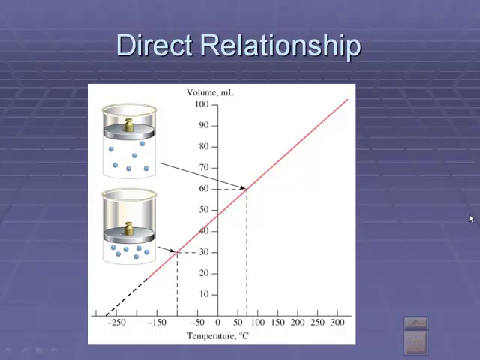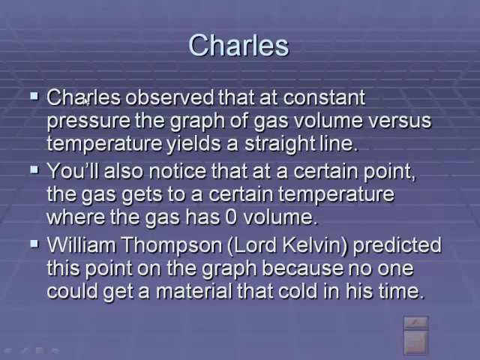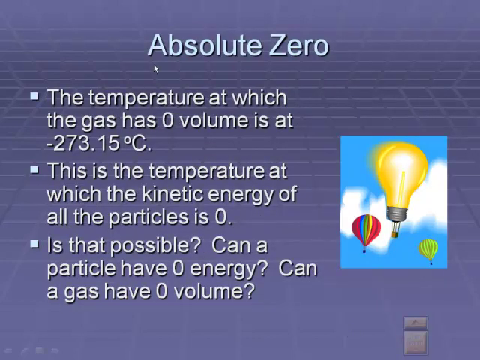Think about this. In order for something to be classified as matter, it has to have mass and take up space. What happens if you take away the space? All right, so this point right here on the graph became very significant, and I think you guys know what I'm talking about, right? It says, Charles observed that at constant pressure, the graph of gas volume versus temperature yields a straight line. You'll also notice that at a certain point, the gas gets to a certain temperature where the gas has zero volume. William Thomson, otherwise known as Lord Kelvin, predicted this point on the graph because no one could get a material that cold in his time. But he did predict that point on the graph, and that point is known as absolute zero.